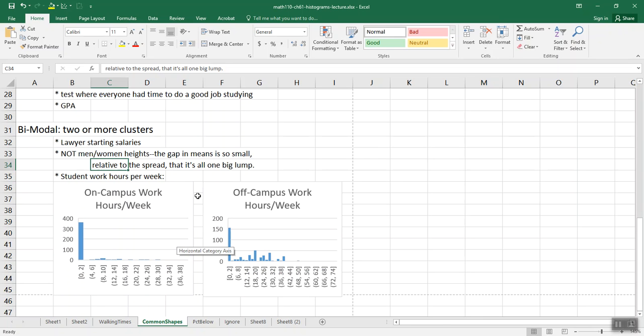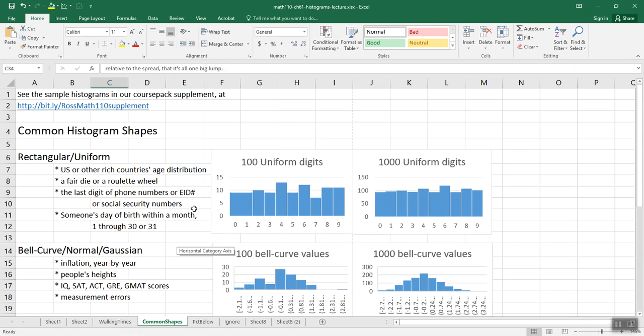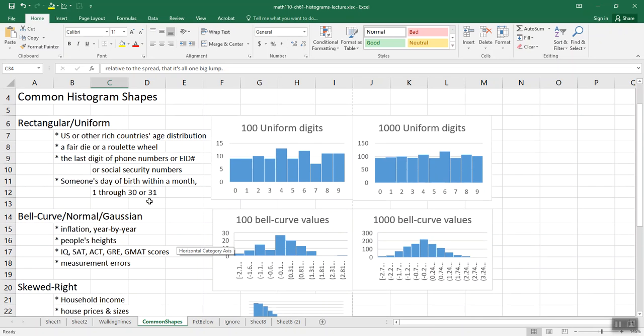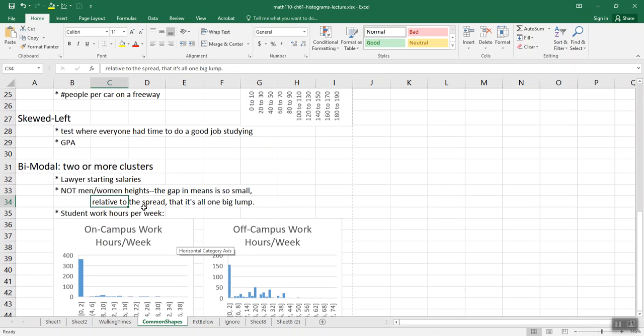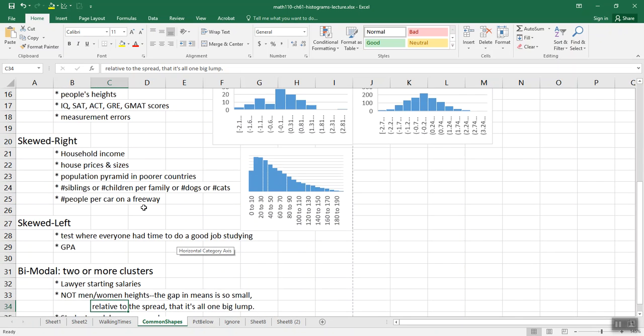So overall, when you're talking about a histogram, trying to describe it in a sentence or so, you should talk about its shape, say whether it's rectangular, uniform, or bell curve, or skewed right, skewed left, or bimodal. And then later we'll talk about its mean and median and stuff.